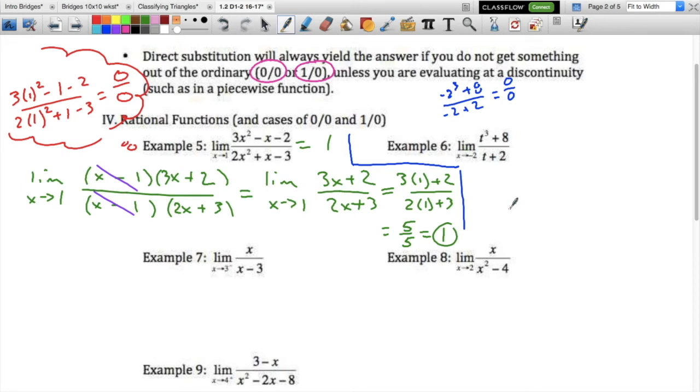Hopefully one person wrote it down. Look for direct substitution. I said try direct substitution, even if it looks like something you have to factor. What if I did x is 1? Put a 1 in there and a 1 in there, it doesn't equal 0 over 0, you get an answer, very simple. Right?